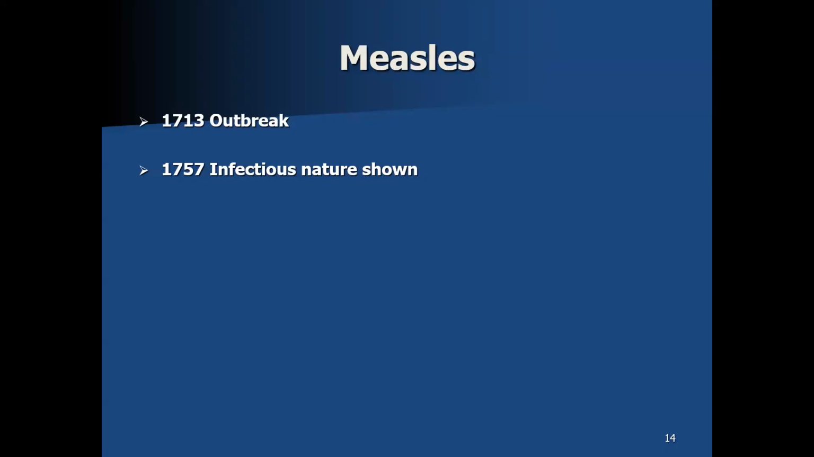In 1757, the infectious nature of measles was shown by Scottish physician Francis Home. He was able to transmit measles from infected patients to healthy individuals via blood, demonstrating that the disease was caused by an infectious agent. Imagine being a test subject in that experiment.